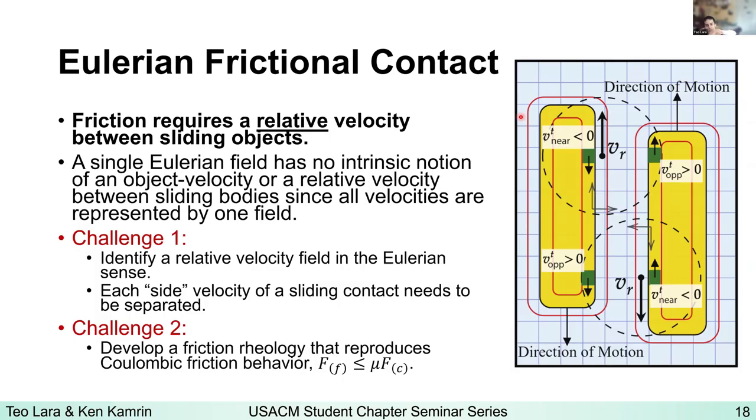With two sliding bodies, your friction force will depend on the relative velocity between these sliding bodies. So you need to be able to identify this relative velocity field in your Eulerian sense when you just have a grid with your global velocity field, right? You have to separate both sides and identify a relative velocity field between these two tangentially sliding sides.